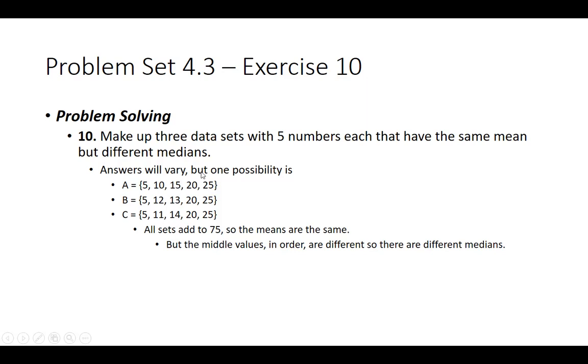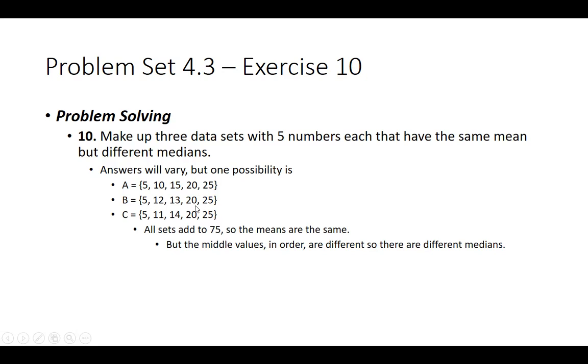Now, to make sure that the mean is the same, that means when we add them up and divide by 5, we must get the same number every time. Since what I created for the first set adds up to 75, we also need to make sure that B adds up to 75 and C adds up to 75. That way, we have 75 divided by 5 as the mean for each one.